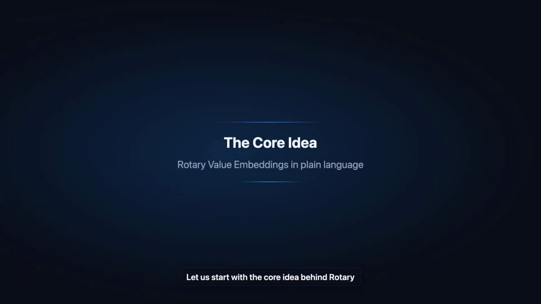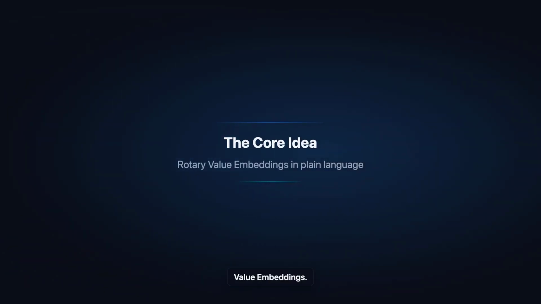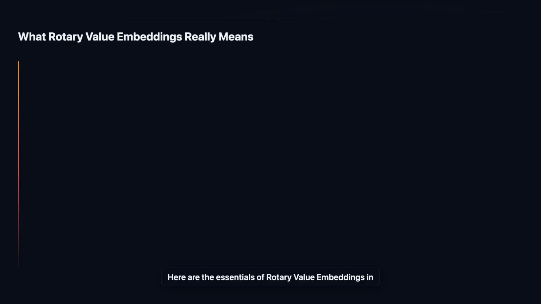Let us start with the core idea behind rotary value embeddings. Here are the essentials of rotary value embeddings in plain language, what it is, and why it was introduced. RoVE applies the same rotation matrices RoPE already uses on queries and keys to the value pathway as well. It adds no learned weights, so the change is parameter-free and drops into existing attention with almost no extra cost.